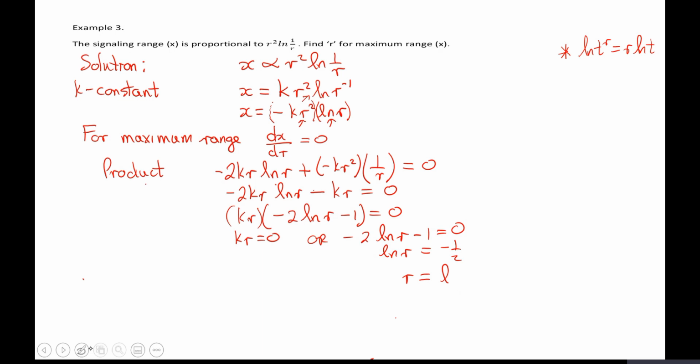to the power negative a half. Use your calculator and you'll obtain 0.606. What about this case? r equal to 0, which doesn't make much sense at all. So obviously that will not be applicable, meaning we have our value for possible maximum range when r is equal to 0.606.